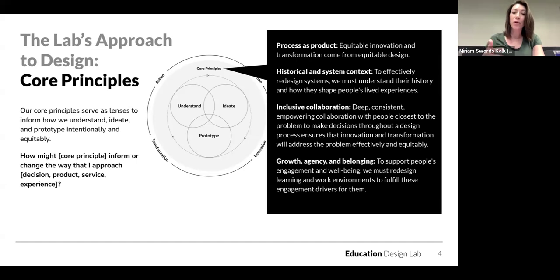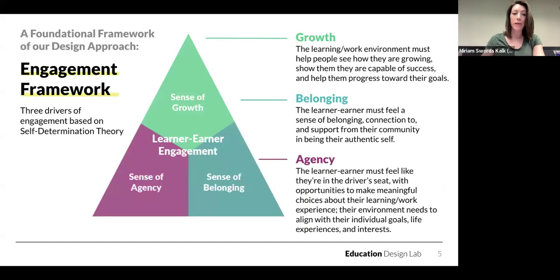Last but not least, we have growth, belonging, and agency. These are core drivers of engagement that have been illuminated by decades of work in psychology and behavioral science that's come together in a body of work called self-determination theory. Now, we know from this research that all people, all of us, need to have these drivers of engagement fulfilled by the environments that we're in in order to experience high quality engagement and well-being in learning and work and really in all parts of life.